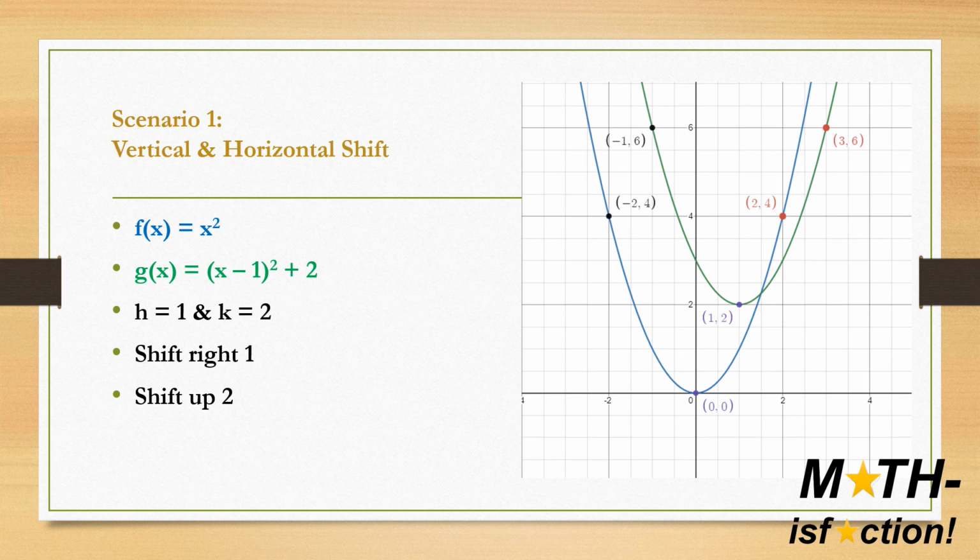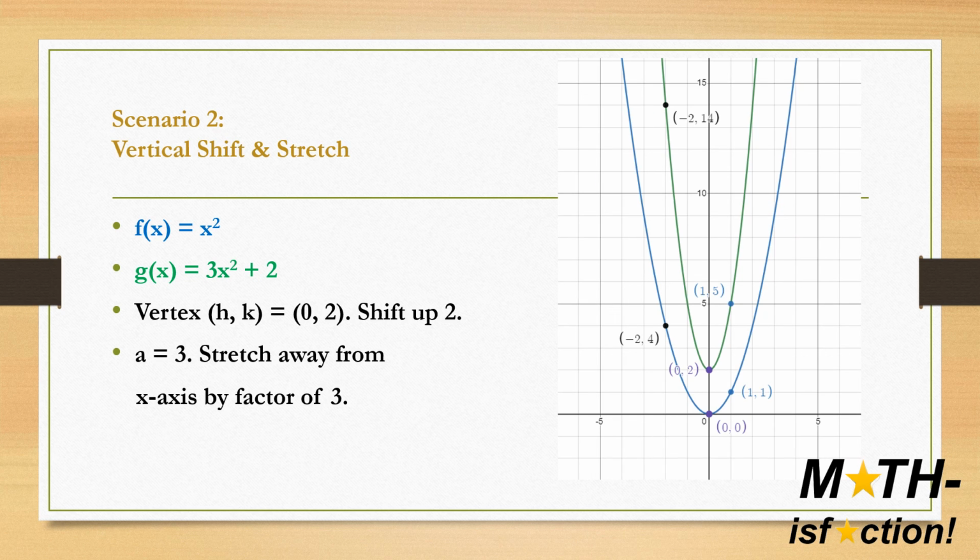In scenario 1, the function we want to plot is g of x, and I have the parent function f of x equals x squared in blue as a reference. Okay, the vertex is (1, 2). The transformation is a shift right 1 and a shift up 2 from the parent function, and we will end up with your g of x function.